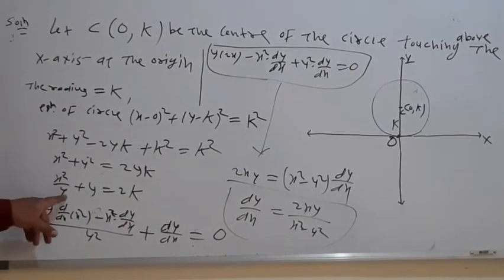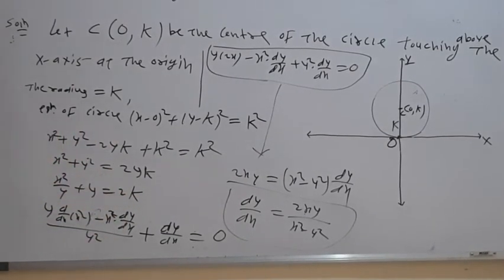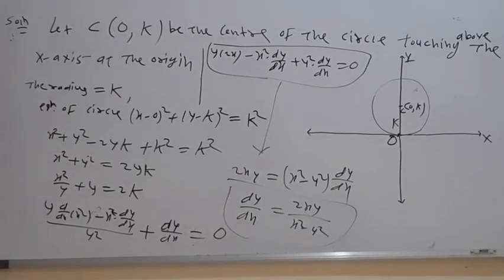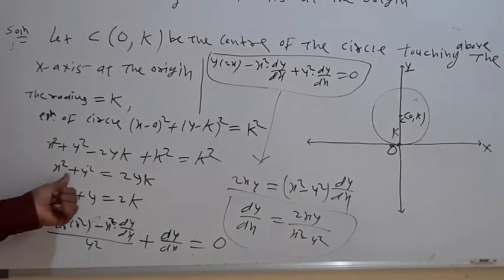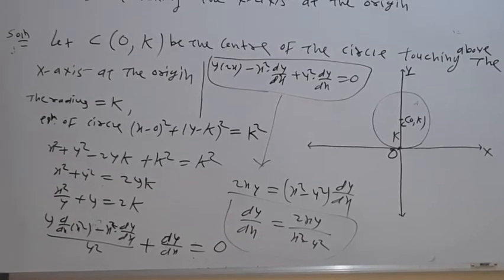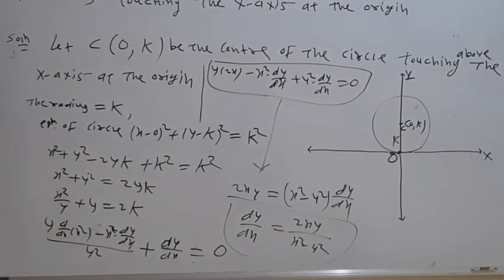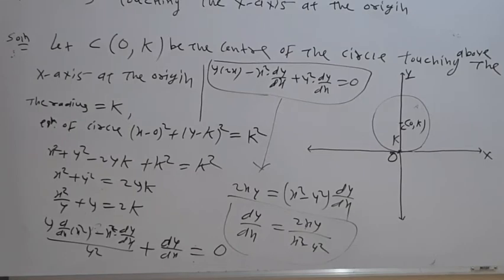This equation is x square upon y plus y is equal to 2k. Differentiate with respect to x. What is the derivative of x square upon y? Using the quotient rule, u by v. What is the quotient rule?